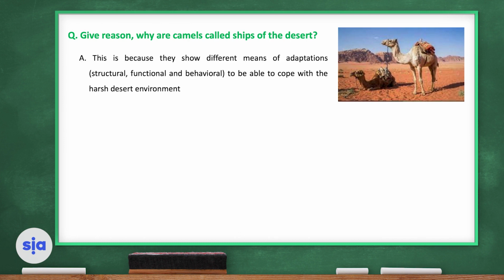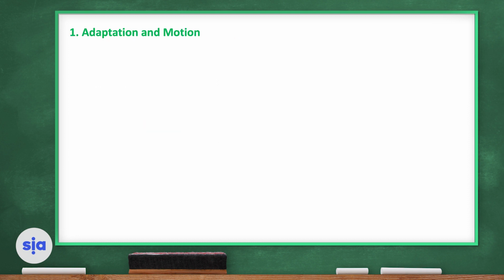This is because they show different means of adaptations, structural, functional, and behavioral, to be able to cope with the harsh desert environment. So camels do not show only structural, but also functional and behavioral kinds of adaptations. But what are the reasons behind adaptation? The most important reason is getting food and also escaping from enemies. Let's see adaptation in motion.